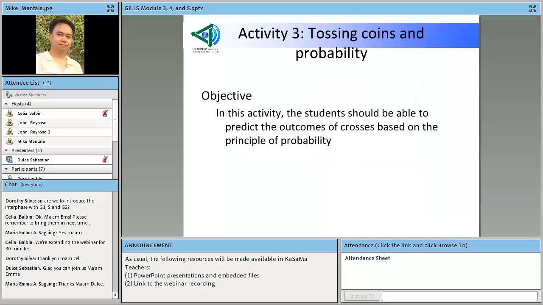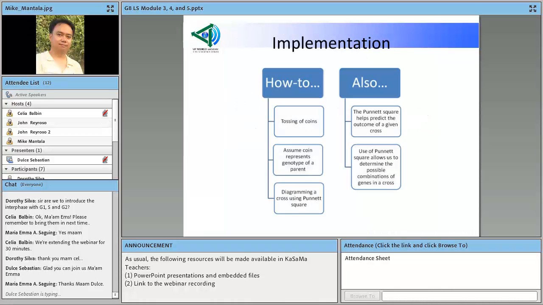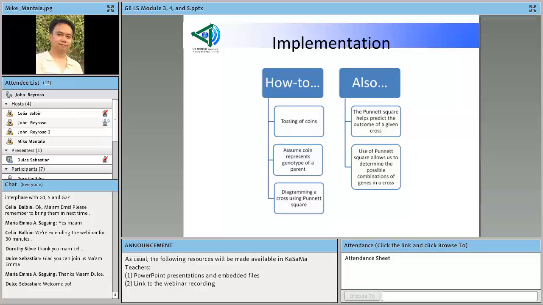Okay, we're now in Activity 3, tossing of coins and probability. After performing this activity, we want our students to be able to predict the outcomes of crosses based on the principle of probability. The students toss coins. In the learner's material, they are asked to toss the coin 50 times, and we assume that the coin represents the genotype of a parent. So the head can be the dominant allele, and the tail can be the recessive allele.